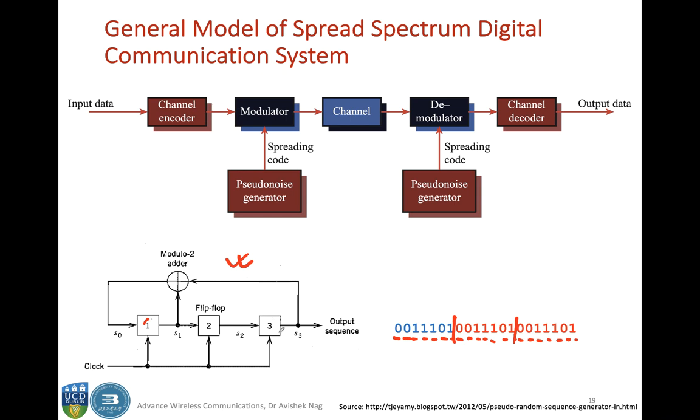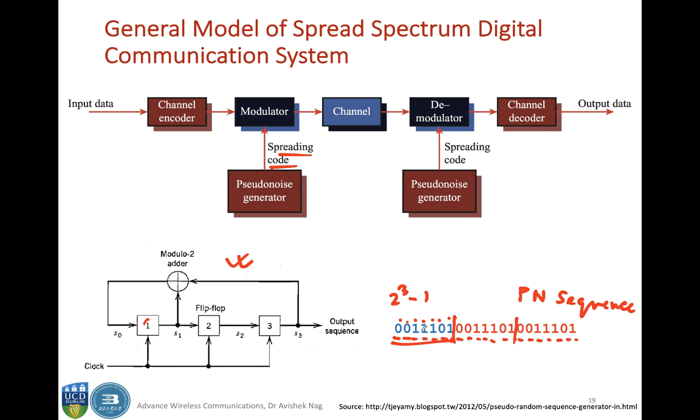So based on how many shift registers are here and what is this connectivity that you are using, you will get a unique pattern like this. And the length of the pattern will depend on the number of shift registers. So here we have three shift registers, so the length will be 7, or 2 to the power 3 minus 1. So you can see the length is 1, 2, 3, 4, 5, 6, 7, and then it repeats again. So this type of sequence is called a pseudo noise sequence or PN sequence. And these sequences are used as spreading code, okay?